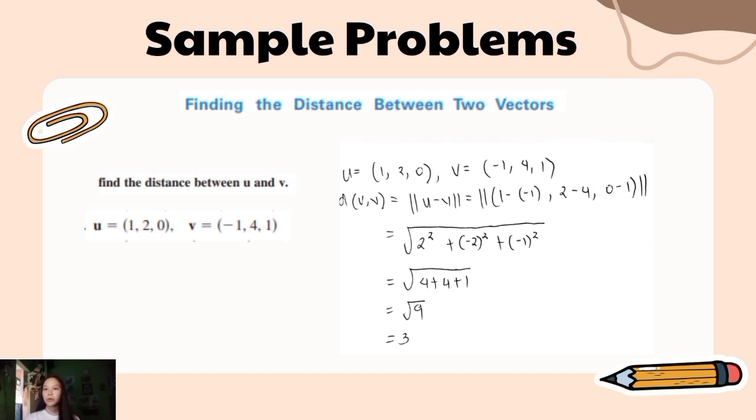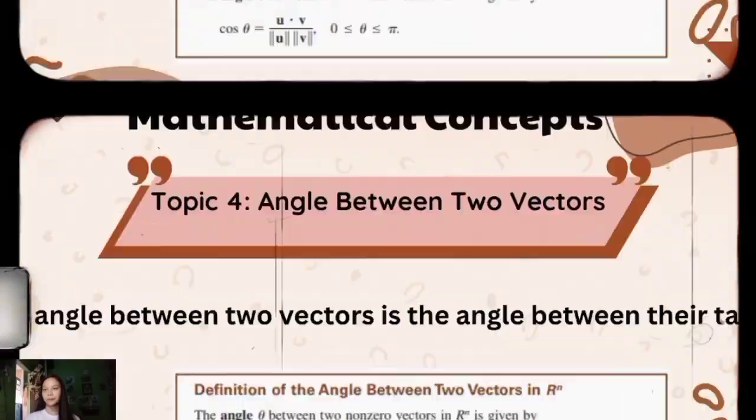So, we are going to use our formula for getting the length of a vector. We get the square root of 2 squared plus (-2) squared plus (-1) squared. Simplifying, we have 4 plus 4 plus 1. We get the square root of 9, and the square root of 9 is 3. So, 3 is the distance between u and v.